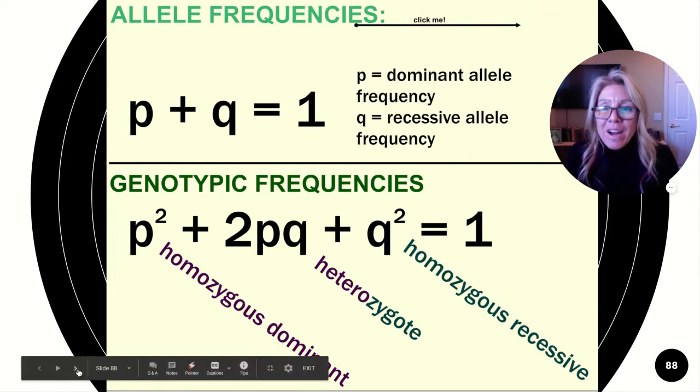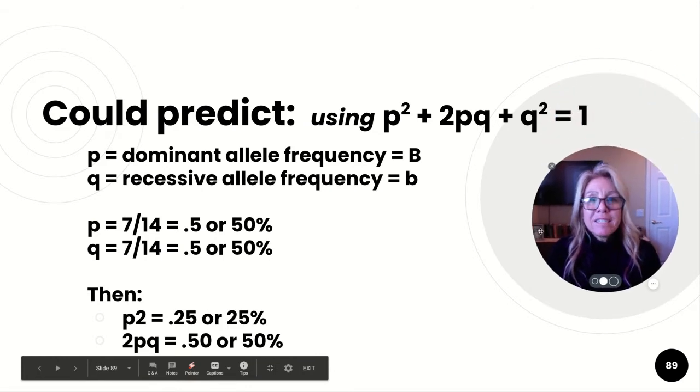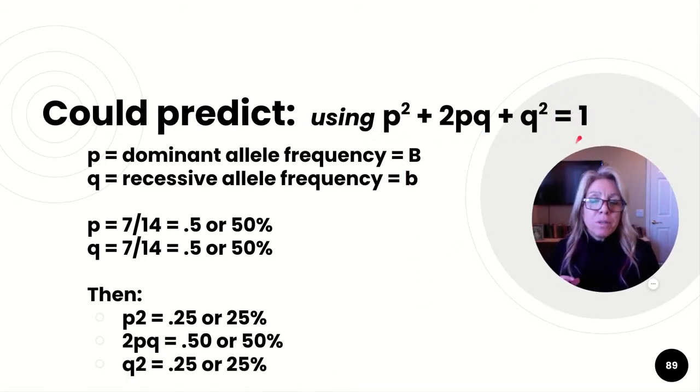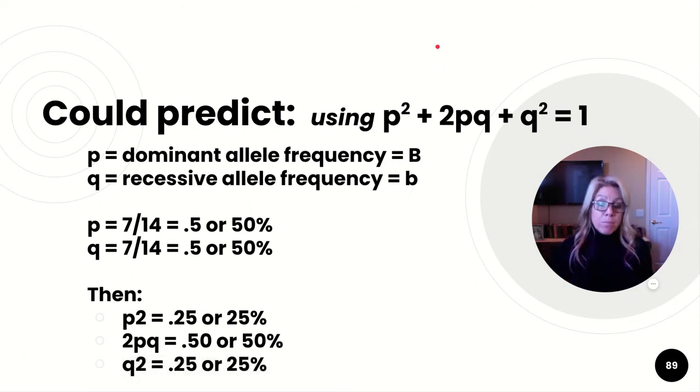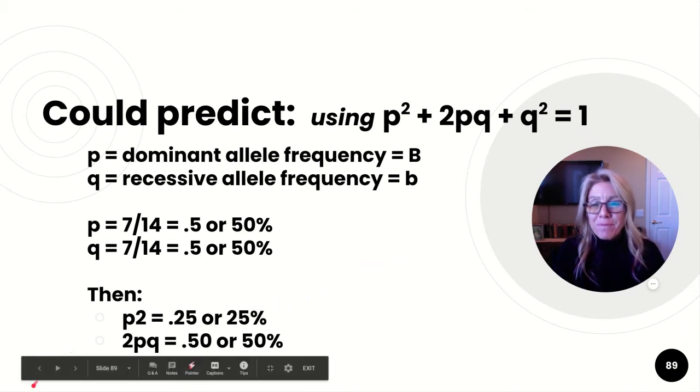All right. Now, you can predict the frequency using P squared plus 2PQ plus Q squared equals 1. And I did that for you right here. I just wanted to write it out mathematically for you. P equals the dominant allele frequency, or big B. Q is the recessive allele frequency, or little b. Remember, we counted up that we had 7 and 7, or 50%. So then P squared, 25% of the boars, if you wanted to predict, would be homozygous dominant, 50% would be heterozygotes, and 25% would be homozygous recessive.